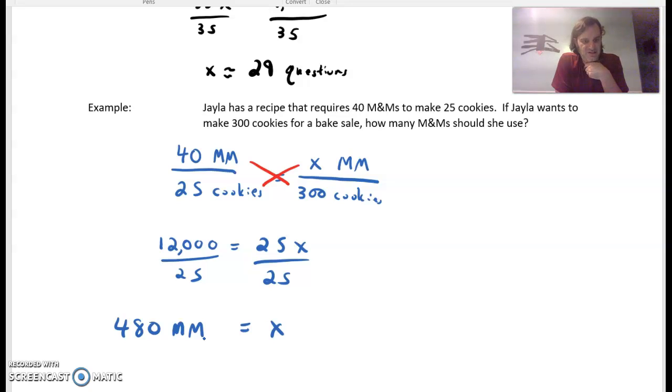You can't always count on things coming out to be nice whole numbers, but the main thing is to set your rates up correctly and be careful when you solve. Okay, rounding will be a big issue for some people, but we'll do the best we can.